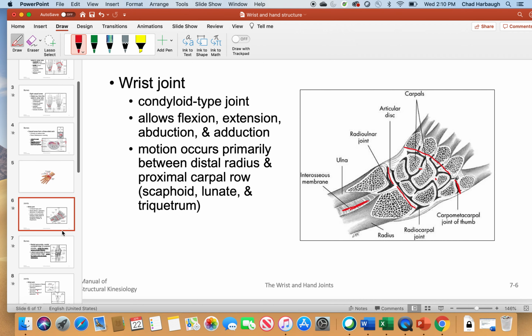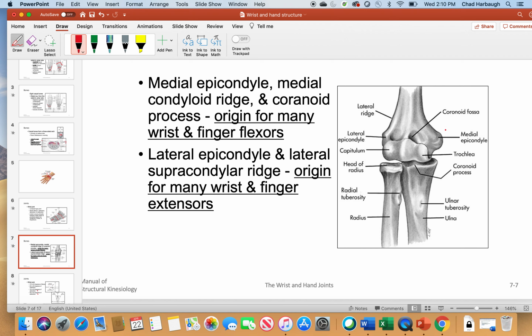As I mentioned earlier, most of the wrist flexors and finger flexors have their origins more on the medial side. So we can see it more on the medial epicondyle here, or the condyloid ridge, or the coronoid process, but any of the structures that are located more on the medial side. The lateral epicondyle, on the lateral side, is going to be the origin for many of the wrist extensors and finger extensors.